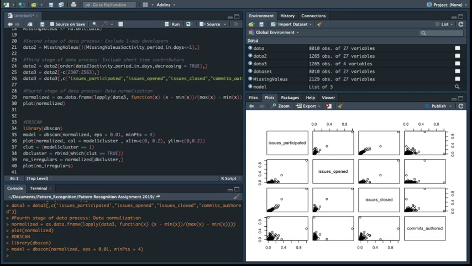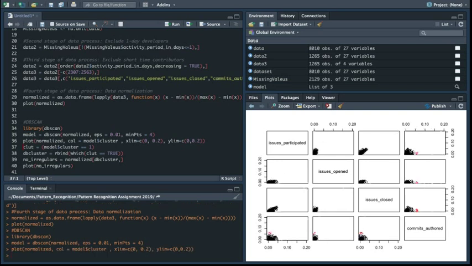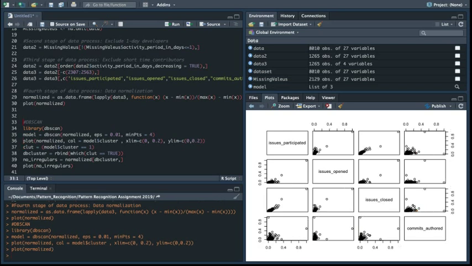So we can plot now what we have, and as you can see, all the noisy points, all the outliers are gone, because we can plot again the normalized to see the difference. As you can see, we have points at 0.8 that, there is clearly a difference.